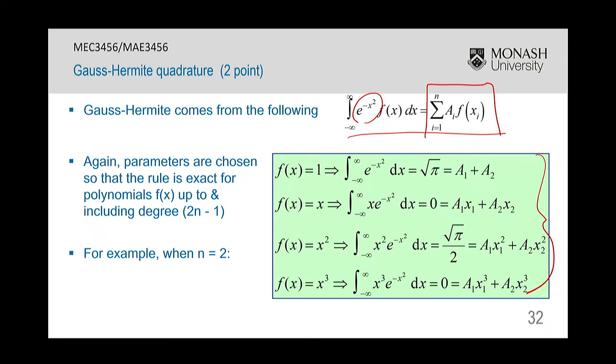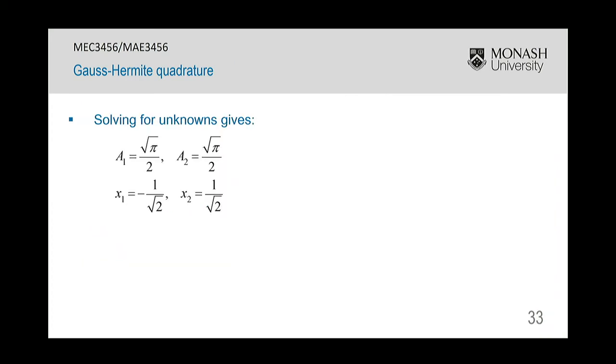I'm not going to go through the derivation of that, it's not that important. If we solve those, we see that a1 is equal to a2 is equal to pi on 2, and that x1 and x2 are equal to plus and minus 1 on root 2. So this is symmetric about the origin, this particular quadrature rule.